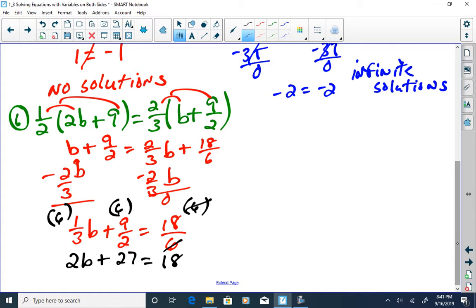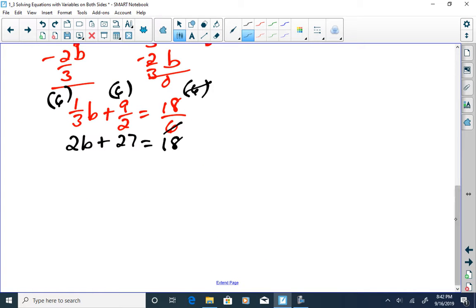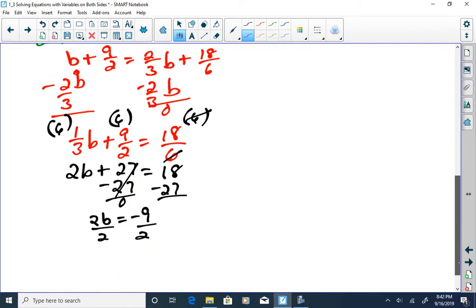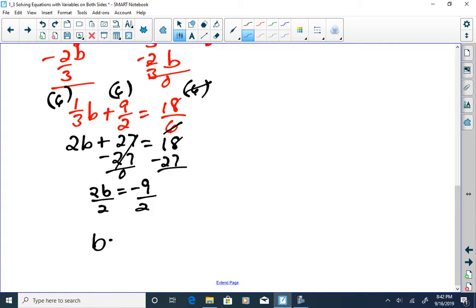Do all that work, nice simple two-step equation here. Subtract 27 from both sides of the equation. That becomes 0. We're left with 2b equals 18 take away 27, what's that, negative 9. Divide by 2, divide by 2, and we wind up with b equal to negative 9 over 2. b equals negative 9 over 2.